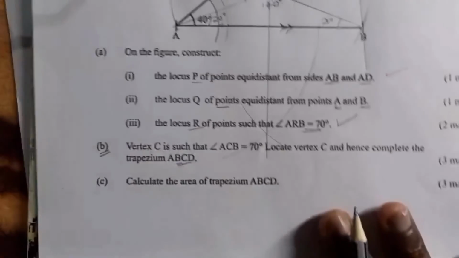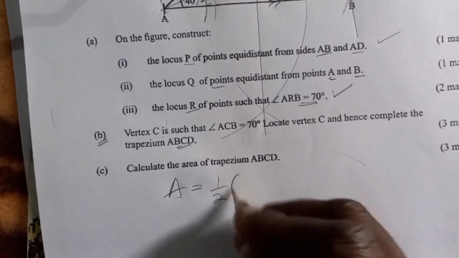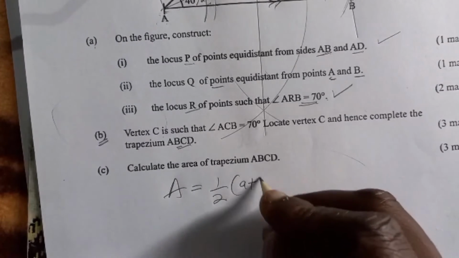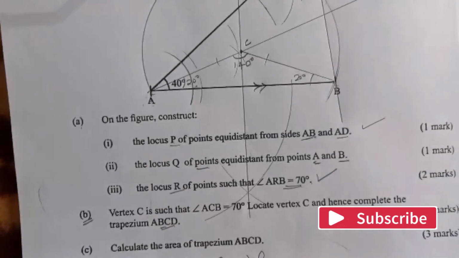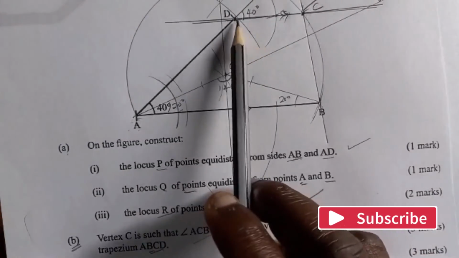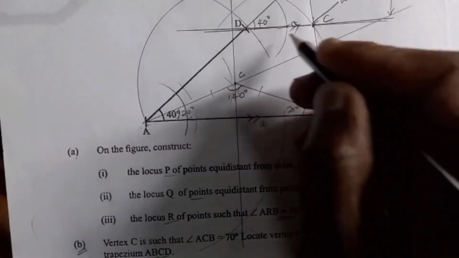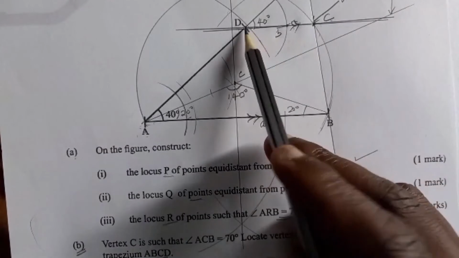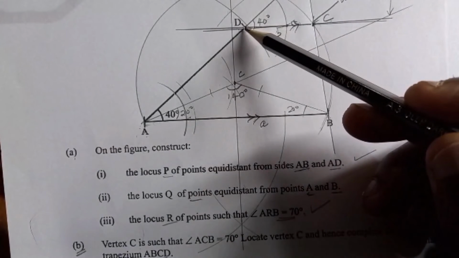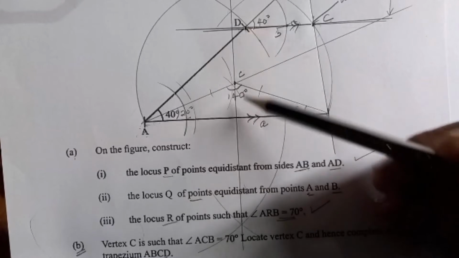How do you get the area of a trapezium? Area is given by half multiplied by the sum of the two parallel sides times the height. We have these two sides that are parallel, DC and AB. Those are the sides. So we can call this side A and this one side B. Then we need to get the height. Now we don't have the height. The height will be given from this vertex here, D, perpendicular line from D to AB.